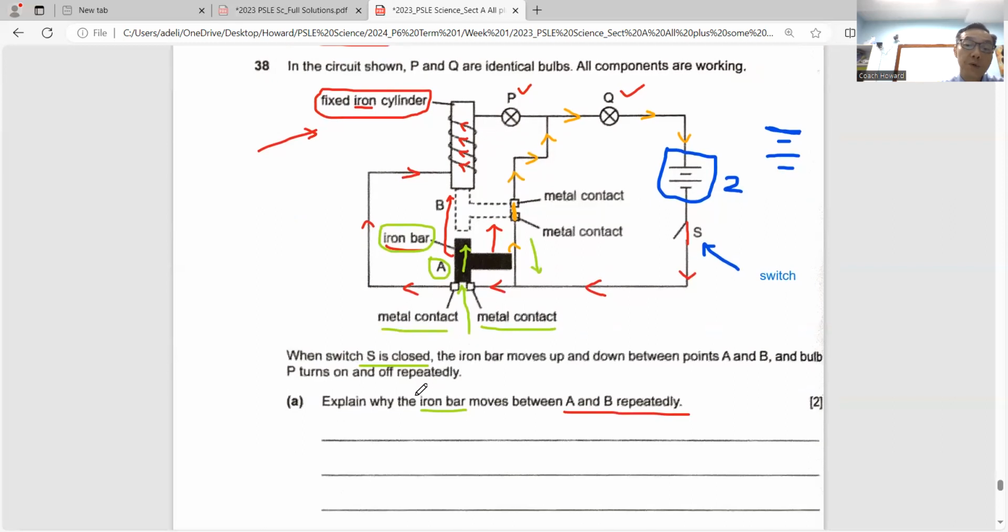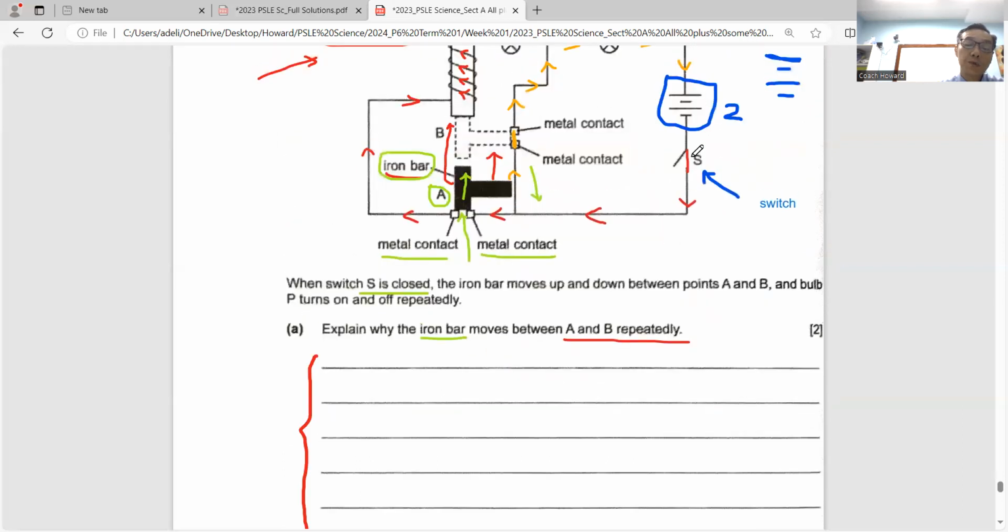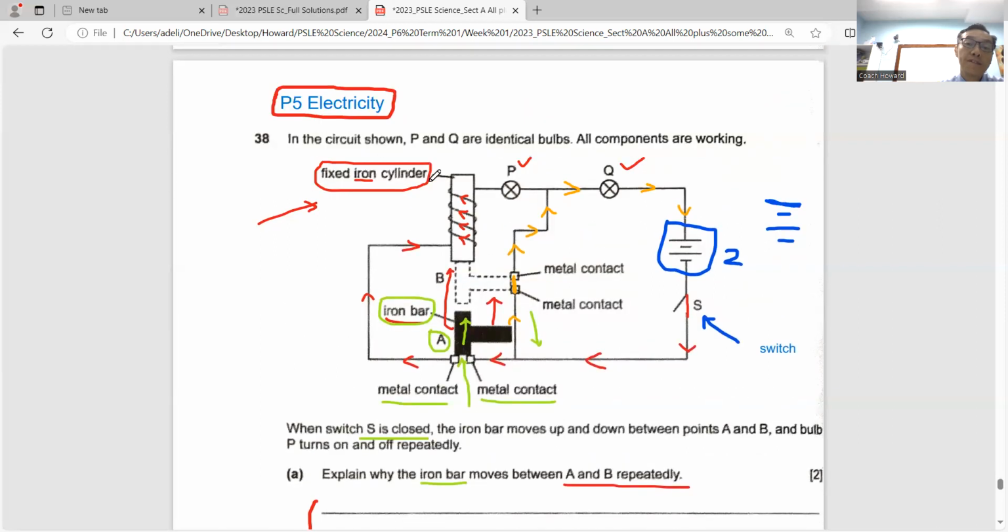Okay, so you answer in your own words for this section. This section is 2 marks. First of all, you must mention when it is closed, electric current will flow through the fixed iron cylinder, turning it into an electromagnet, which will attract the iron bar, which is magnetic. Okay, iron is magnetic, so it will attract the T-shaped iron bar upwards.